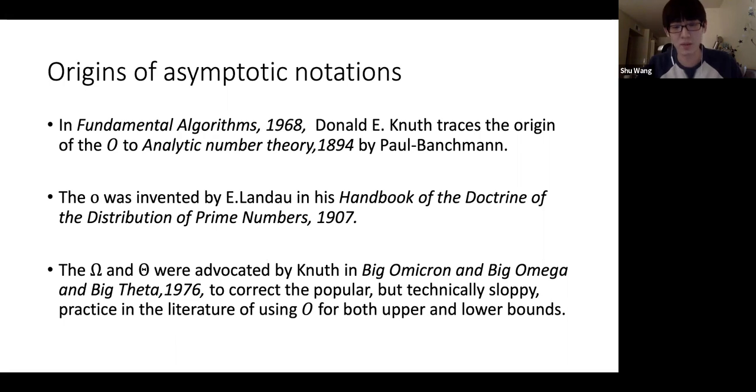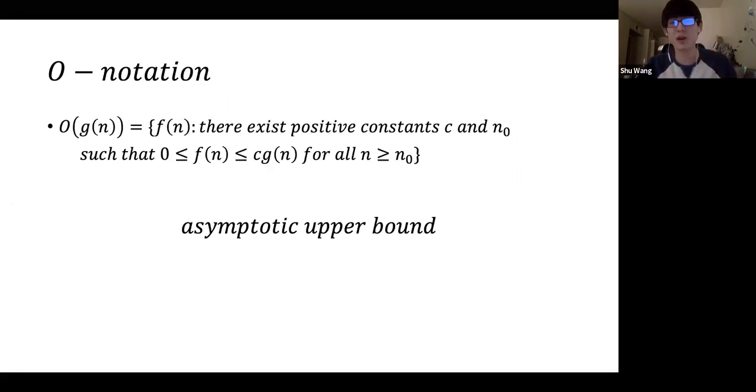Knuth wrote this paper to correct the popular but technically sloppy practice in the literature of using big O for both upper and lower bounds. So in my report, I will make some comparison of these notations in different phases in history. And here I list five notations in current computer science.